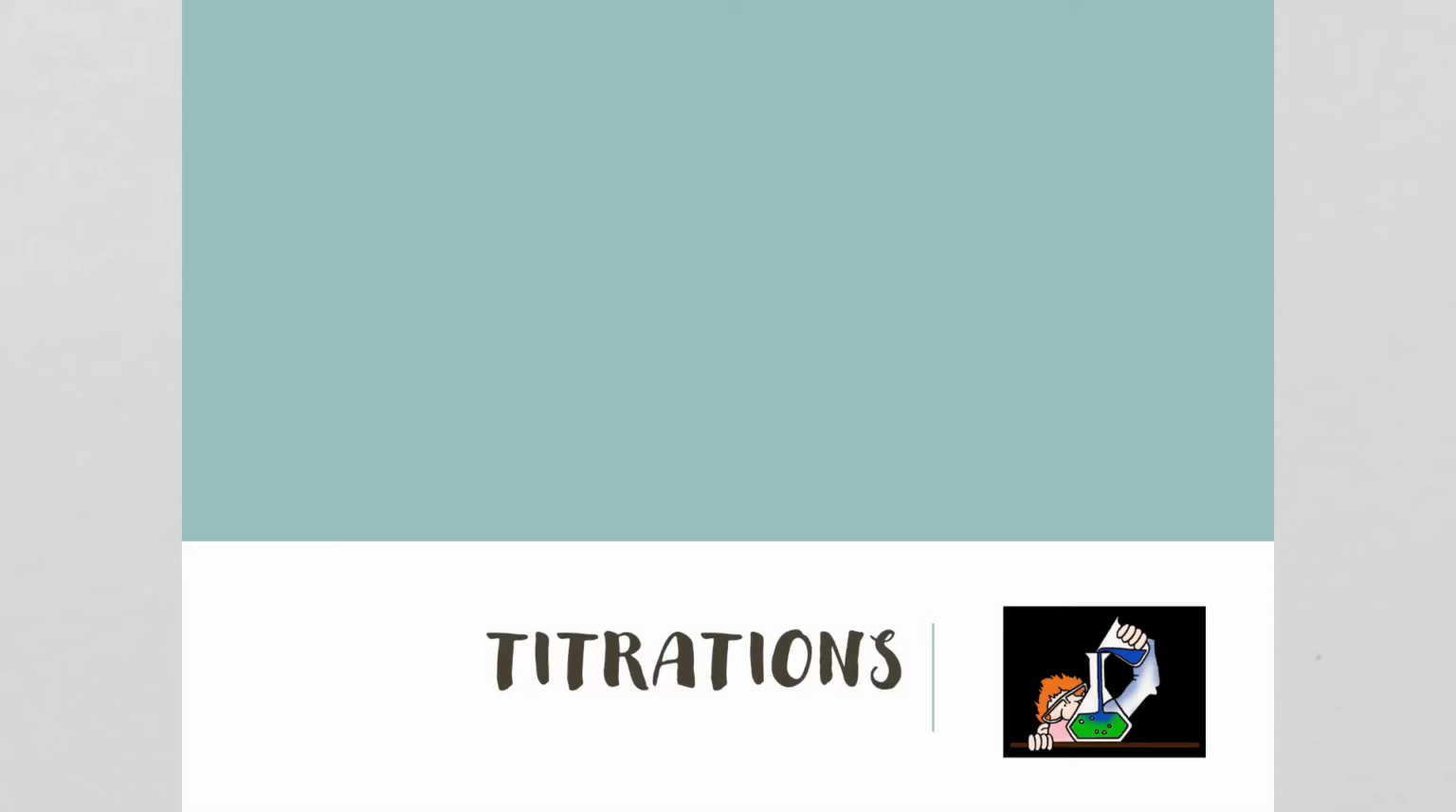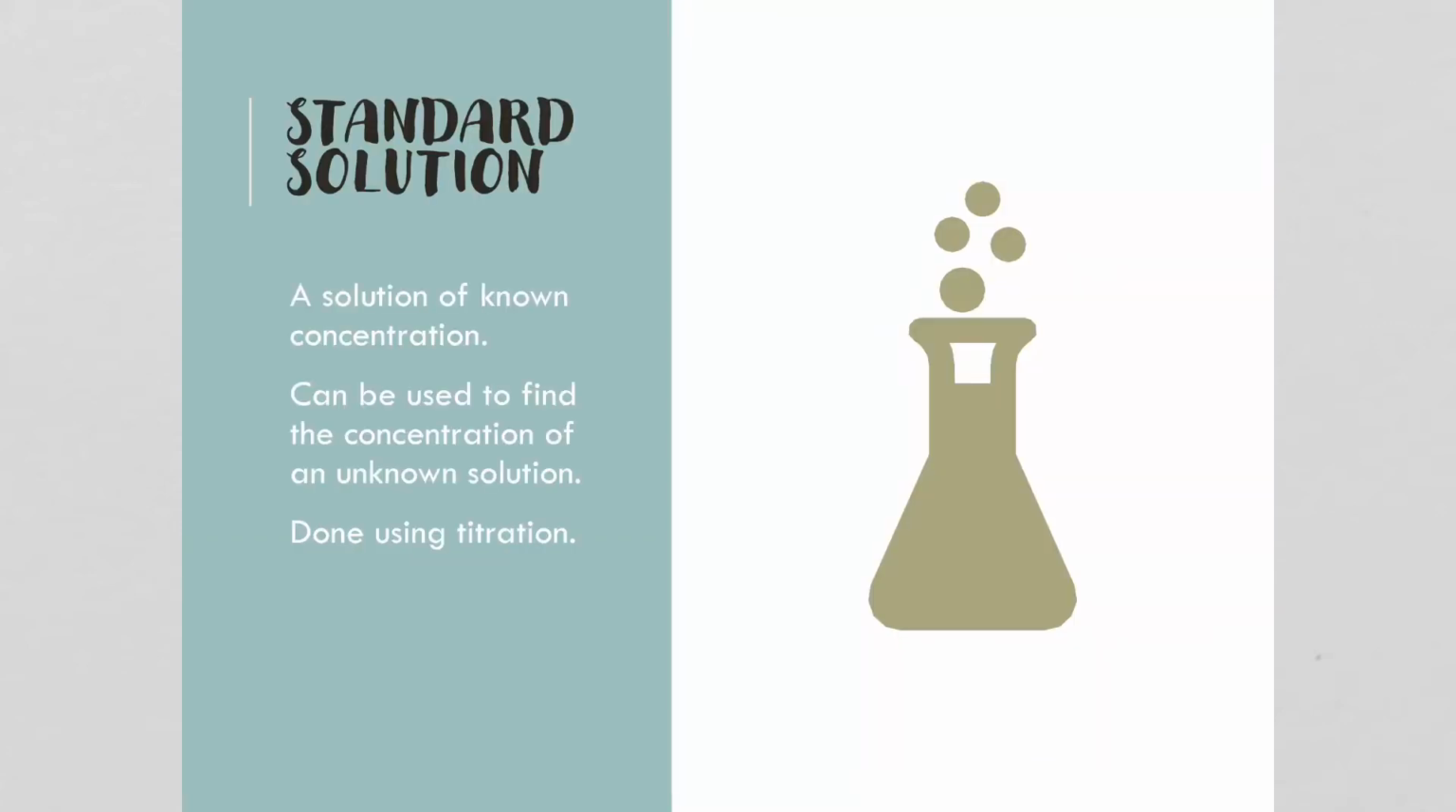In this video, we'll learn about titrations and learn about the different types of titrations that can occur. And we'll learn how to do stoichiometry calculations involving titrations. So a standard solution is a solution of known concentration, and it can be used to find the concentration of an unknown solution. And this is done using titration.